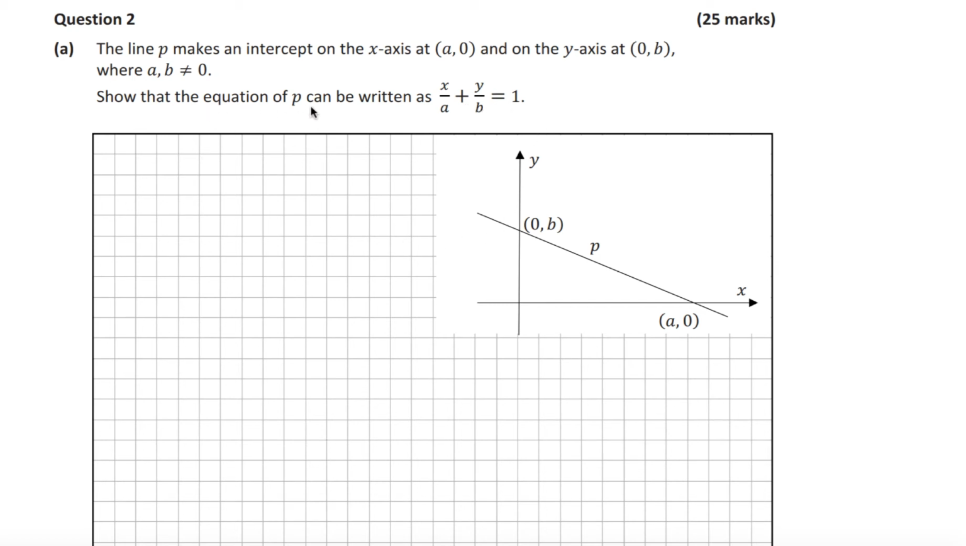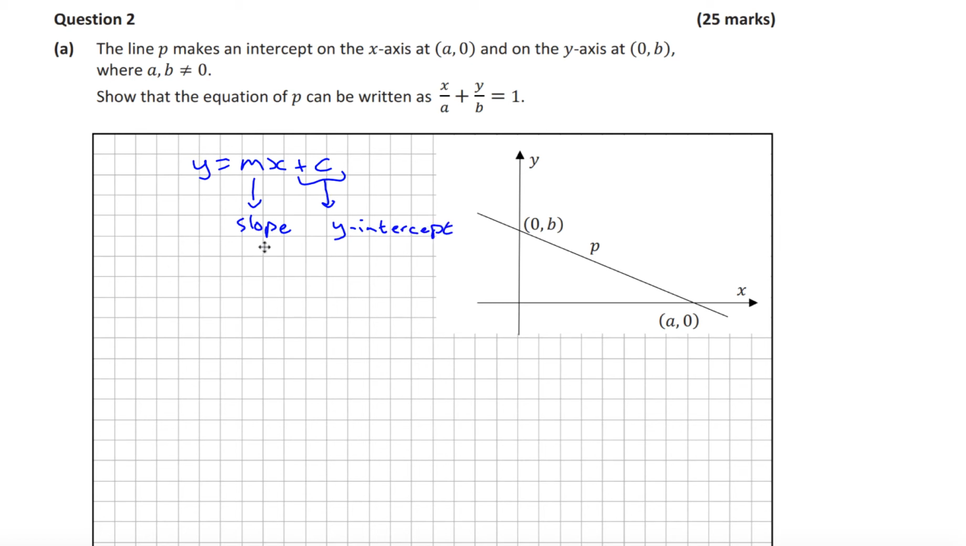Okay, so we're looking at the equation of P, which is a line. For the equation of a line in our tables book, you have two choices. The one I'm going to choose is y is equal to mx plus c. The reason I'm choosing this is because all you need is the slope, m, and c, the y-intercept. And we can see in the diagram that we can work out both of those things.